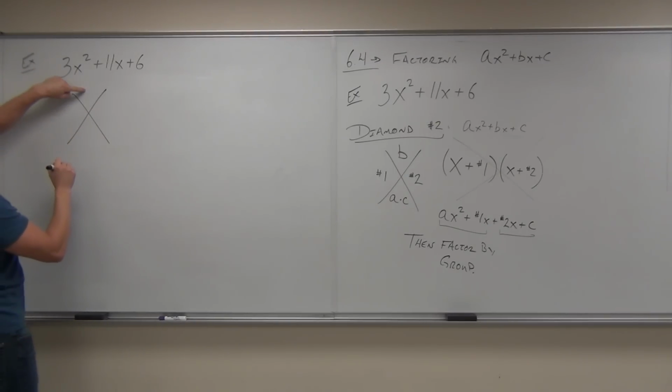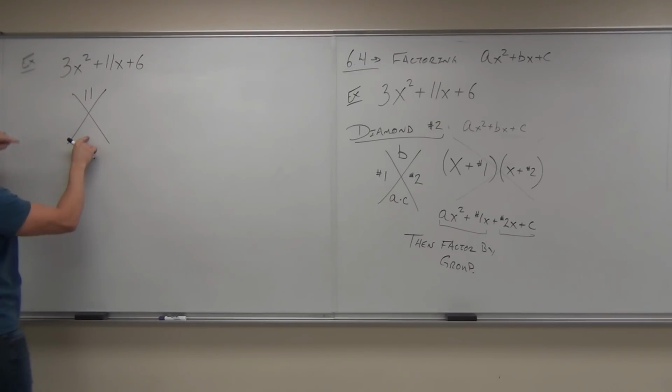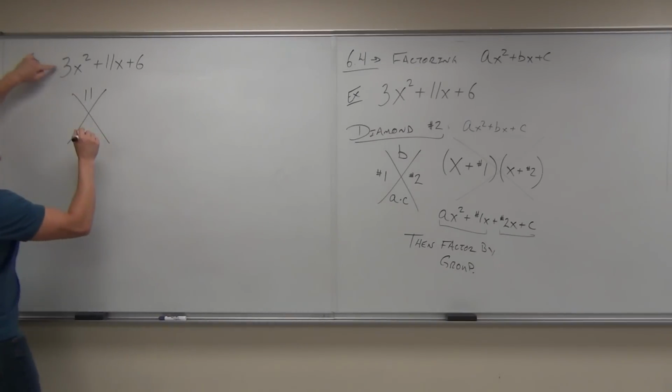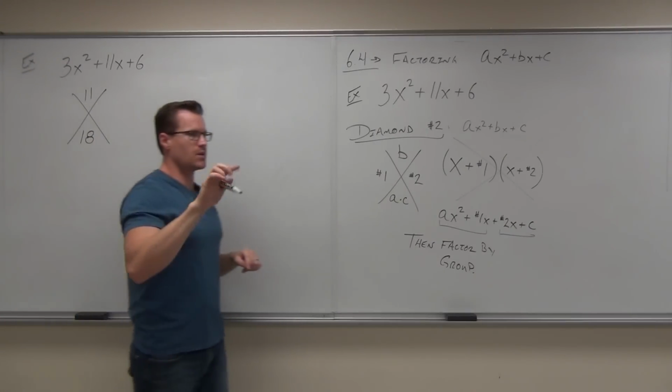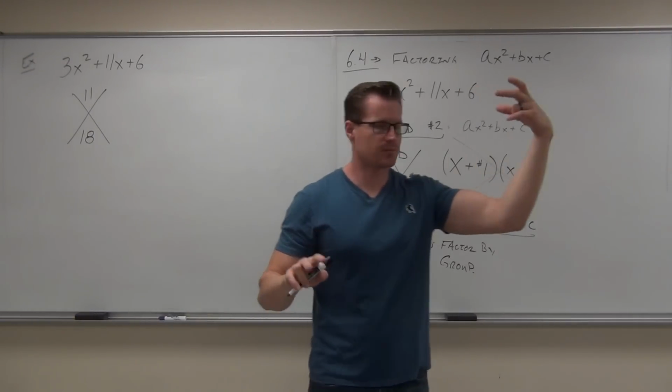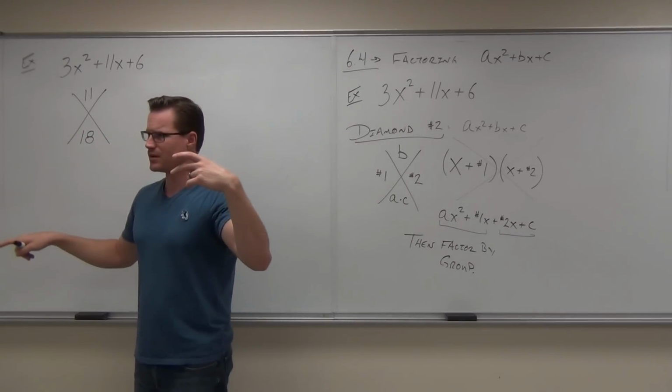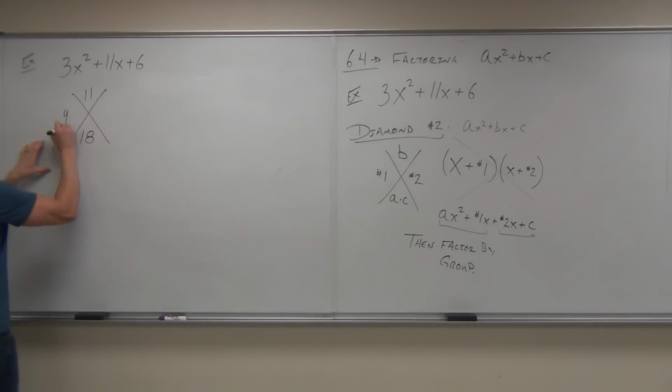What goes up top? 11. Does 6 go here? No. Why not? Because it's A times C. So A is 3, C is 6, so 18. We are still going to find two numbers that add to 11, our top number or B, and multiply to 18. Can you think of them? 9 and 2, they're both positive.